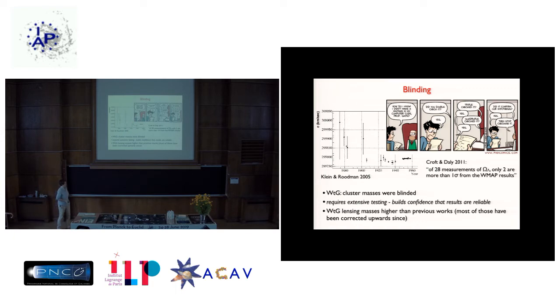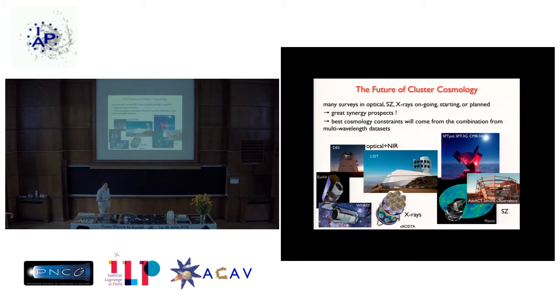And this was good because the first unblinding we did was to lensing masses with respect to previous studies. And we found that our masses were higher than previous works. But because of the experience here, we were able to say why the other studies were biased low. And most of these have come up to be consistent with our masses.